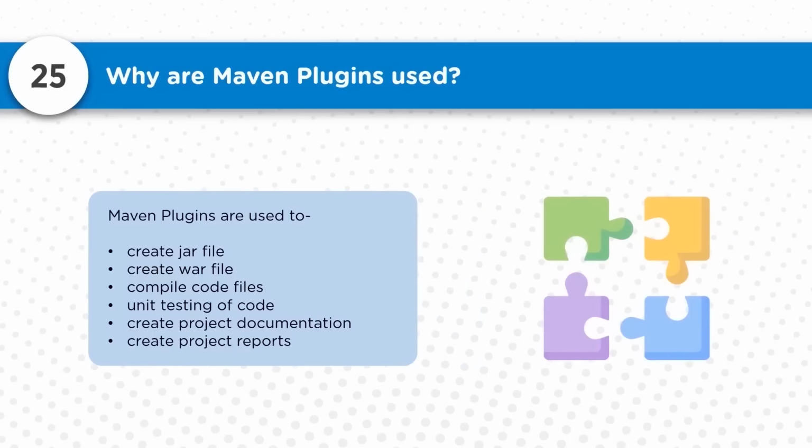So to create JAR files, to create WAR files, to compile the code files, to perform the unit testing, to create the project documentation, and to create the project reports. So there are a variety of things in which we can actually use these Maven plugins through the integrations within the .xml file. So it's all about the plugins.